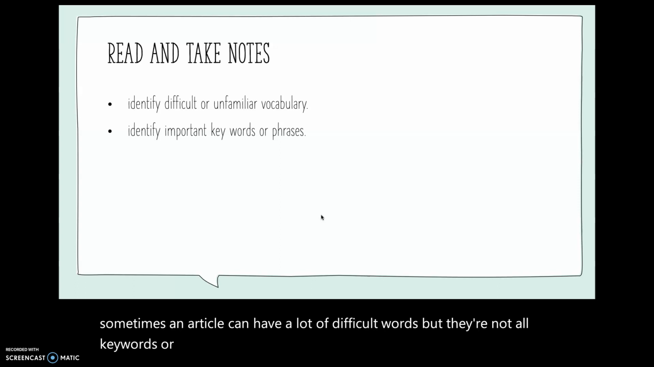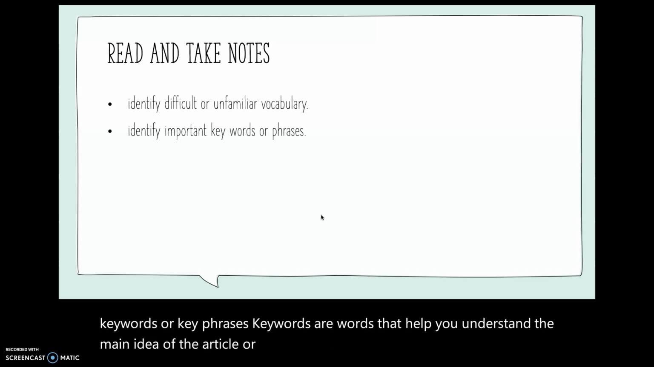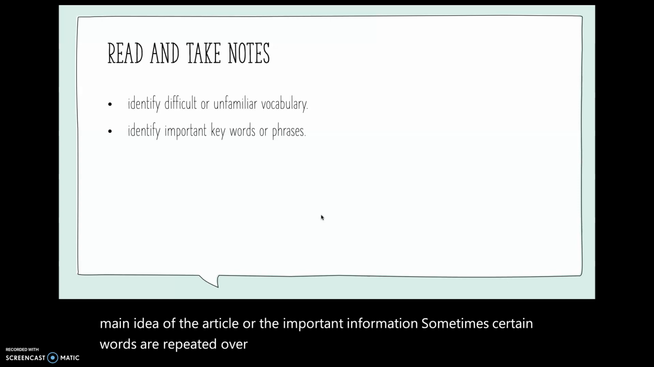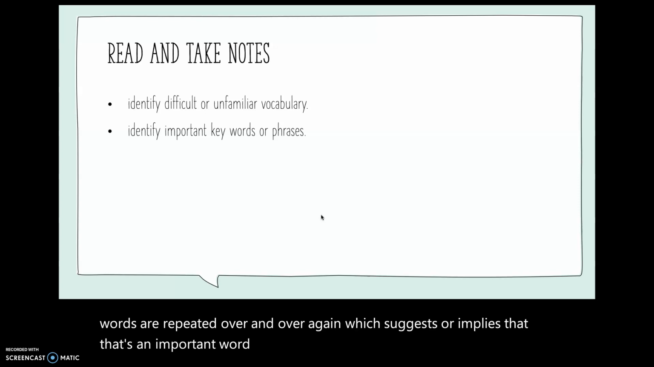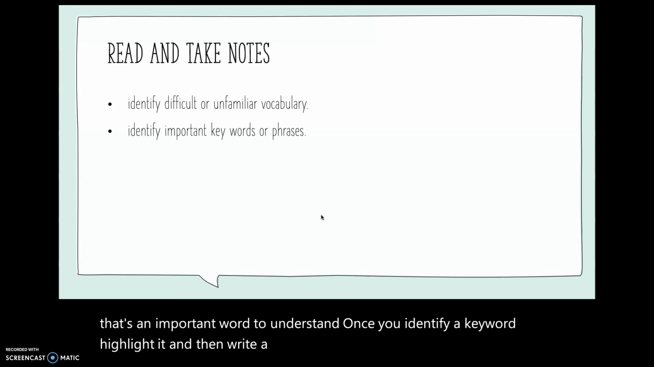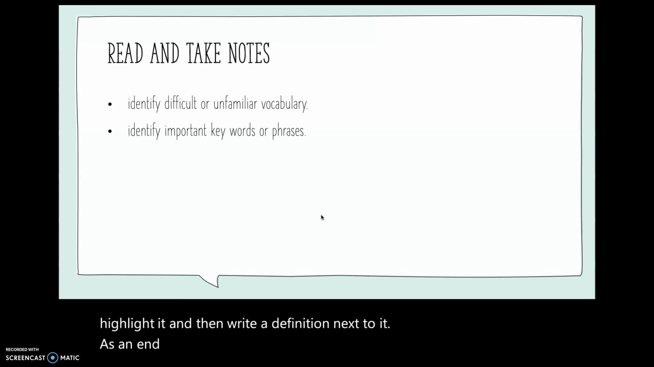Keywords are words that help you understand the main idea of the article or the important information. Sometimes certain words are repeated over and over again, which suggests or implies that that's an important word to understand. Once you identify a keyword, highlight it and then write the definition next to it as an annotation within the article or in your notes.